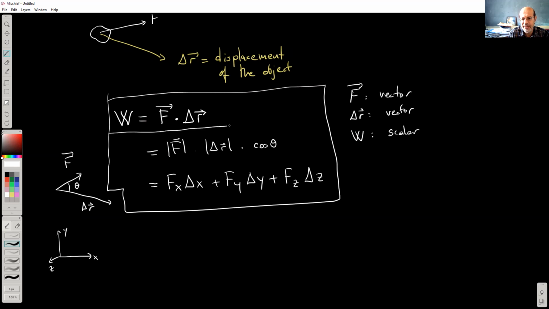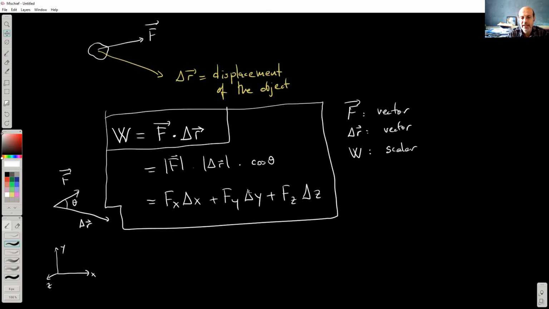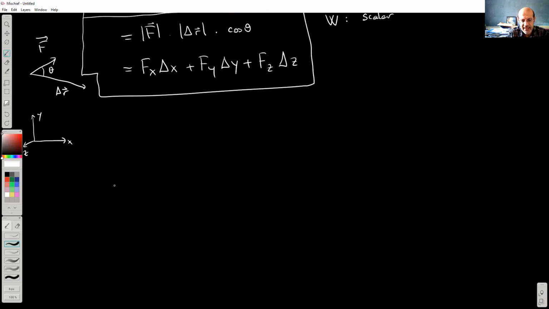This is our definition. These are just alternative ways of expressing this dot product by using the various properties of these vectors. This one is written in terms of the magnitudes and the angle between the vectors. This one is written in terms of the components. There's another thing here. I'm also going to talk about the units, sorry. Work done is equal to F times the displacement.